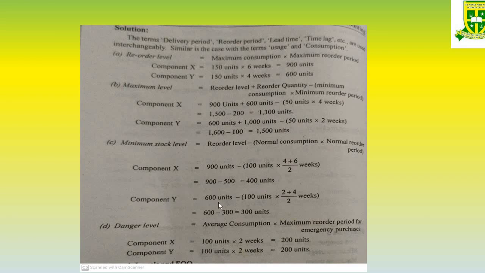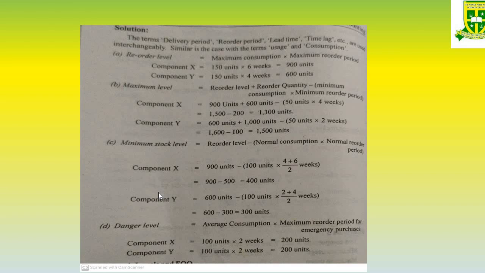For component Y, 600 units is the reorder level, minus 100 normal consumption. Their delivery period varies from minimum 2 to maximum 4, so 2 plus 4 divided by 2 is 3. So 100 into 3 is 300. Then 600 minus 300 is 300 units.